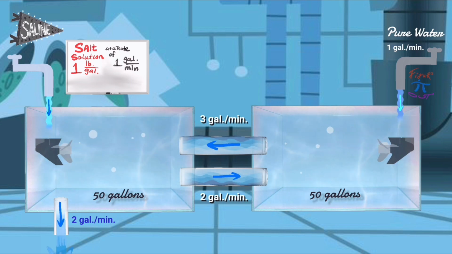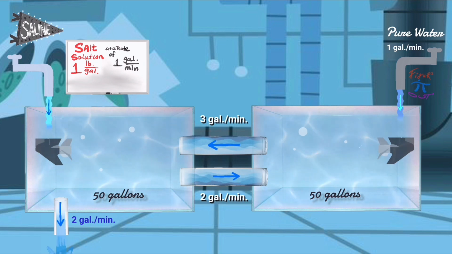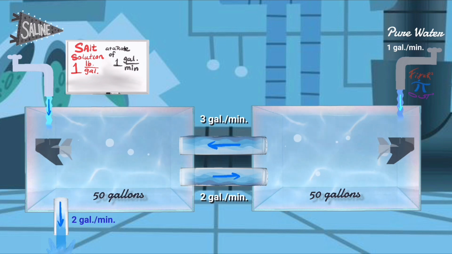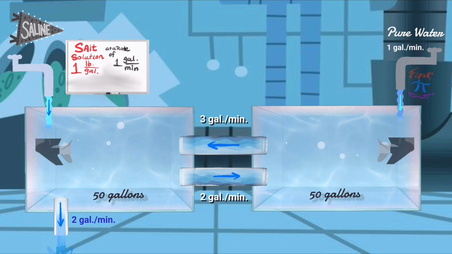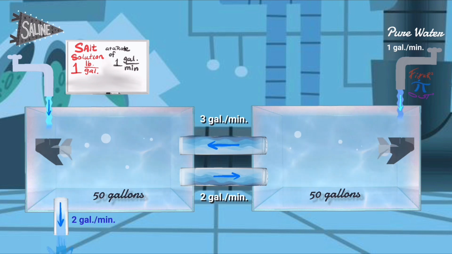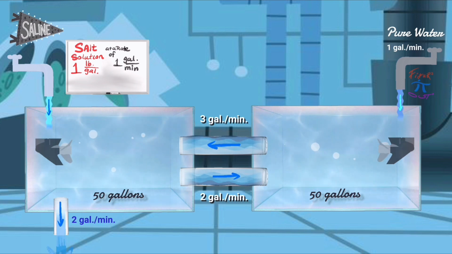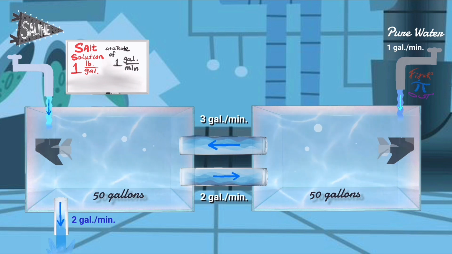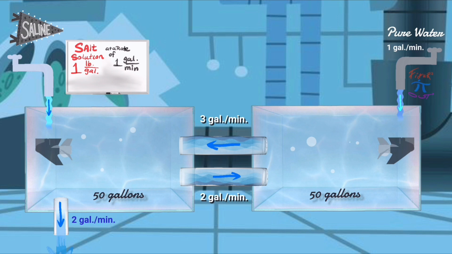Consider two 50-gallon tanks, which are connected by two flow pipes. The tank on the left is tank X, and the one on the right is tank Y. Flow rates through each pipe are given here in gallons per minute and are arranged in such a way so that each tank is maintained at its capacity at all times.